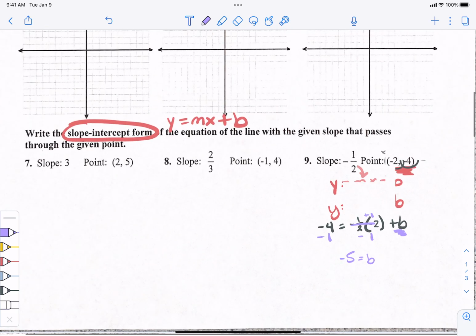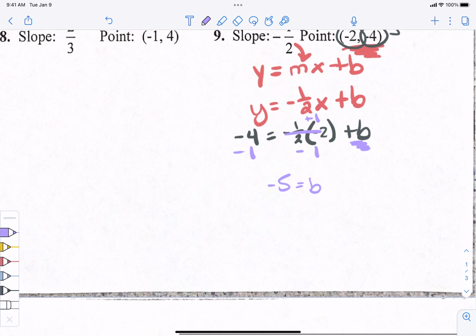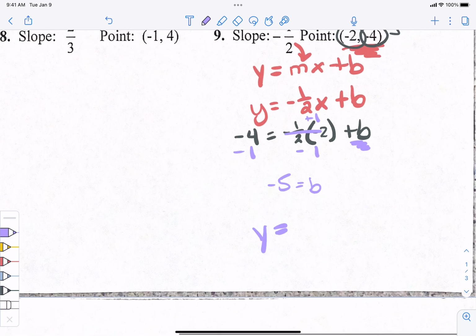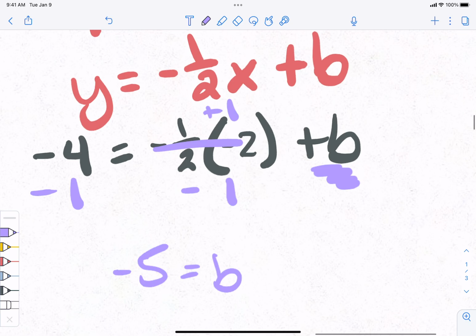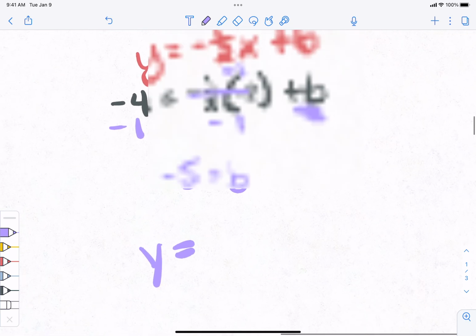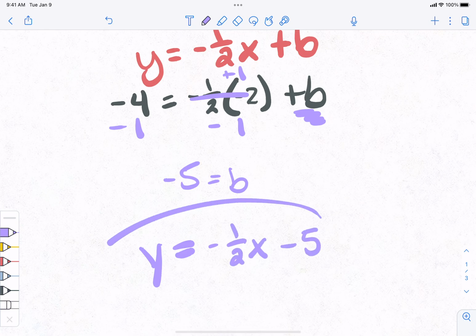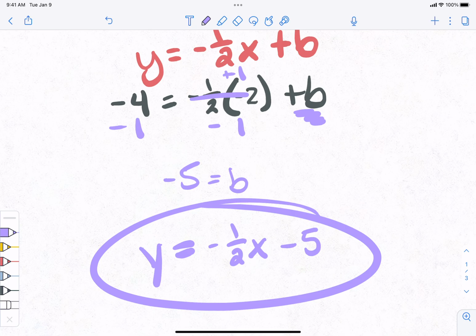We want to write it in slope-intercept form. So y equals. Where did you get the 1 at? 1/2 times 2. Yep. And then you subtract that 1 over, right? So y equals negative 1/2 x minus 5. There's your m and your b in there.